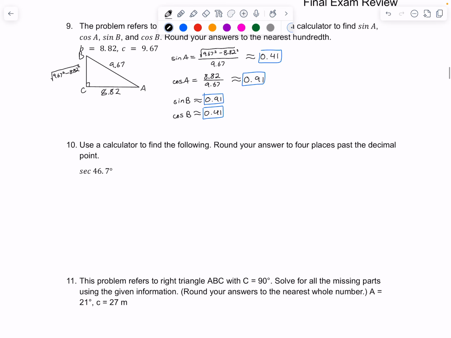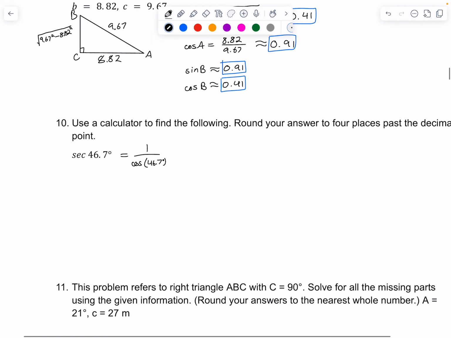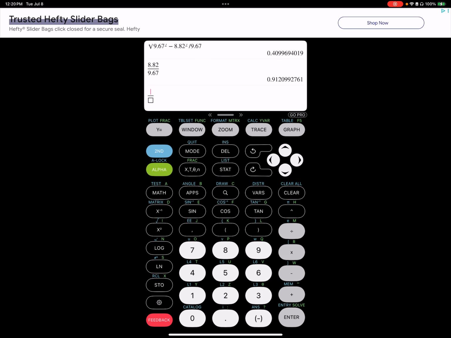Okay, next, number 10 says use a calculator to find the following. Round your answer to 4 places past the decimal point. So the first thing I notice is that this says secant, which is not easily accessible in our calculators. So I'm going to change it to 1 over the cosine of 46.7. And 1 over the cosine is something that I can put into my calculator. So I will just do fraction 1 over the cosine.